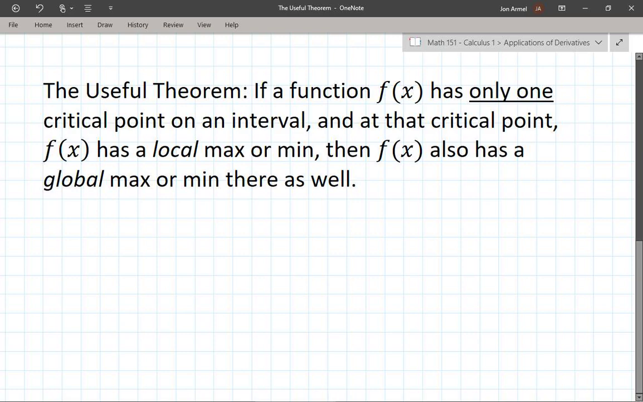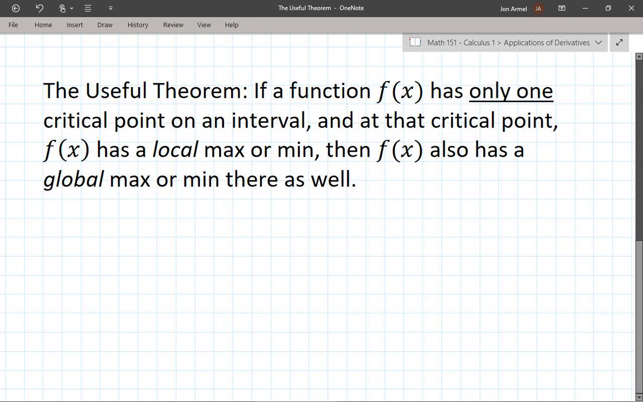Now, the function's only going to have one critical point, right? So this isn't going to give you both the max and the min, because if you only have one critical point, you're only going to have one of them. But a lot of times if you're optimizing, you're looking for the maximum profit. You don't need to know what gives you the minimum profit, right? Or if you're trying to optimize your path and take the minimal amount of steps, you don't need to know how to take the most steps. So oftentimes in applications, this is good enough. And this theorem is really, really useful in applications.